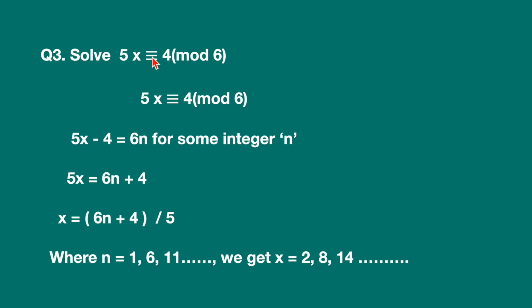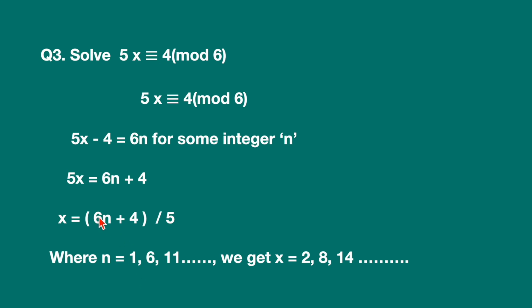Solve 5x congruent to 4 mod 6. So here write down the sum. Write this: 5x minus 4 is equal to 6n for some integer n. Okay, so 5x is equal to 6n plus 4, x is equal to 6n plus 4 divided by 5. Okay, so here if you put different values of n, you will get different values of x. Let's find out these values.